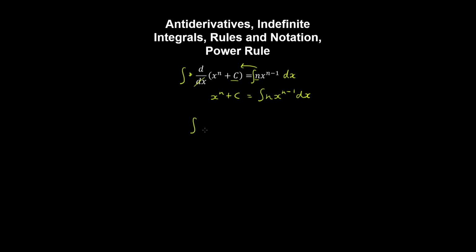So in general, if we have an integral of x to the power of n with respect to x, we add 1 to the exponent and divide by the resulting exponent and add a constant of integration, where n is not equal to minus 1, or we get to divide by 0. And this here is the power rule for integration.